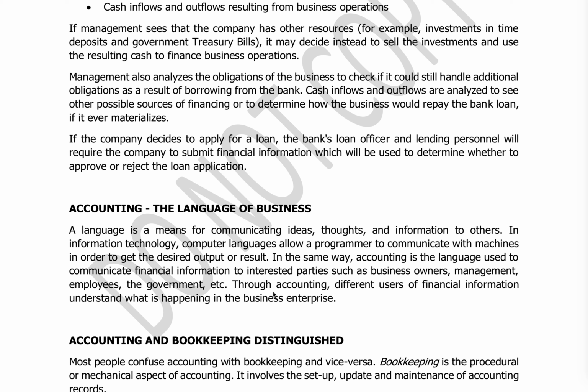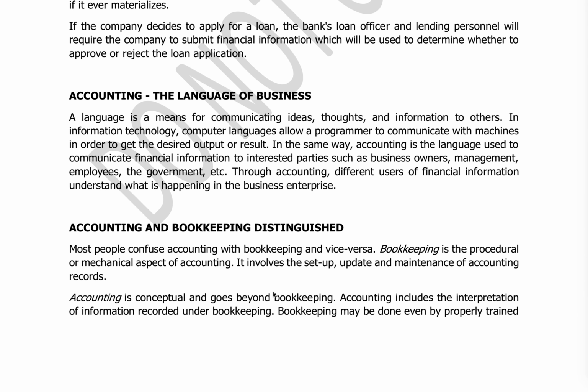Sabi dito, management also analyzes the obligations of the business to check if it still could handle additional obligations to result from borrowing from the bank, or cash inflows and outflows are analyzed to see whether the business would repay the bank loan. Ayan. So, yan yung mga financial information na pinoprovide ni accounting. Now, accounting as a language naman. Accounting is a language, which means that it communicates ideas or information to others. So, accounting is not only a process, it is also a language because it informs, it communicates to the users of our financial information na ito na pala ang nangyayari sa corporation mo. Ito na pala ang nangyayari sa business mo.